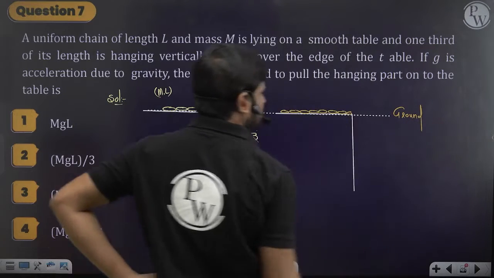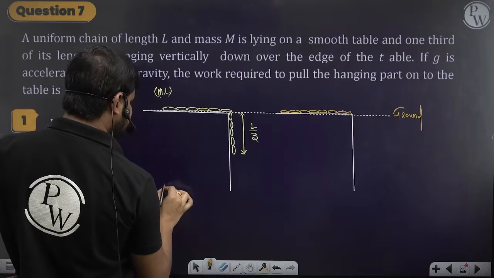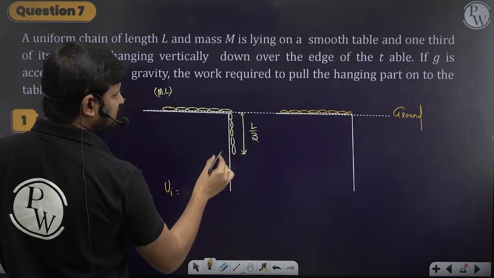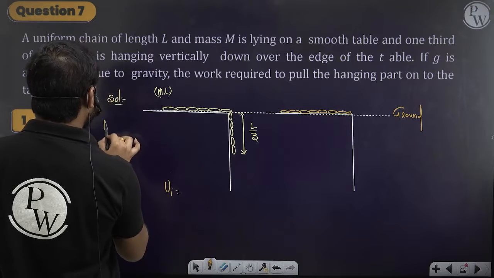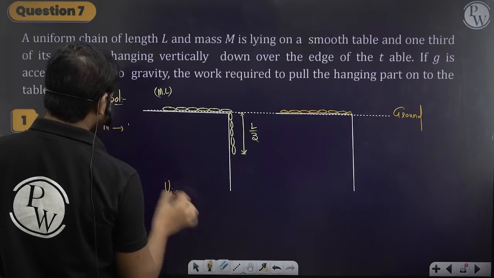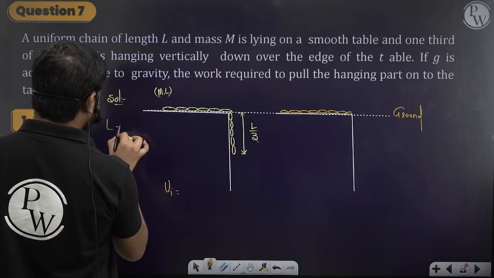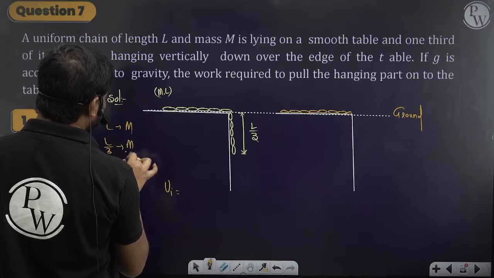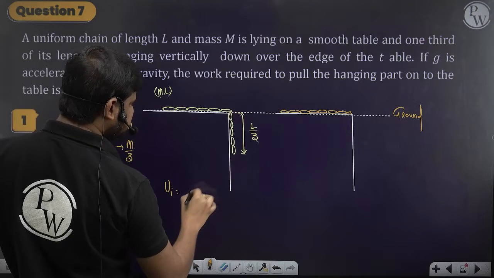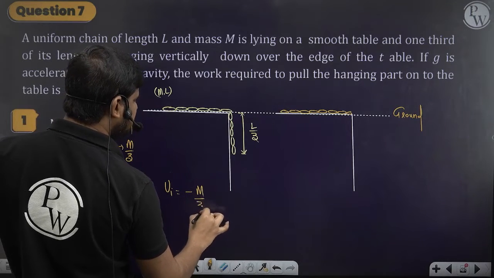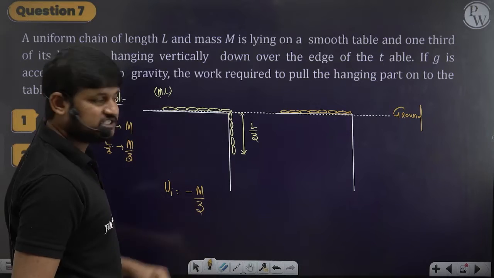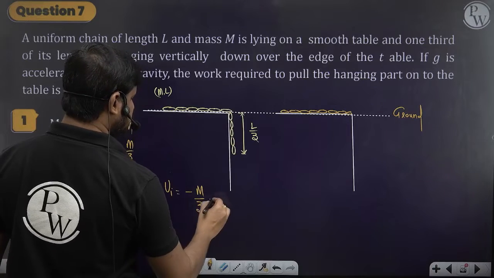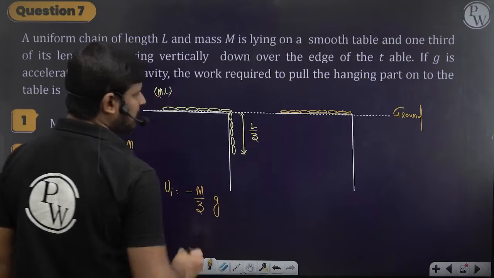Now what is the initial potential energy? See here, what is the mass of it? The length L has mass M, so the L by 3 part will have mass M by 3. As it is hanging downward, it is below the ground, so the potential energy is minus M by 3 into g into, what is the height you should consider?